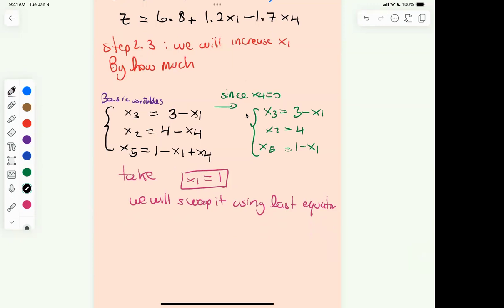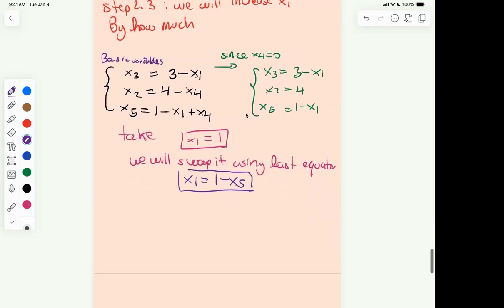So what does that mean that we're going to swap it using the last equation? That means that we're reversing the roles. So that means that x1 is going to be 1 minus x5. Okay? So you go back to the originals, go back to the system of equations and do the swap.